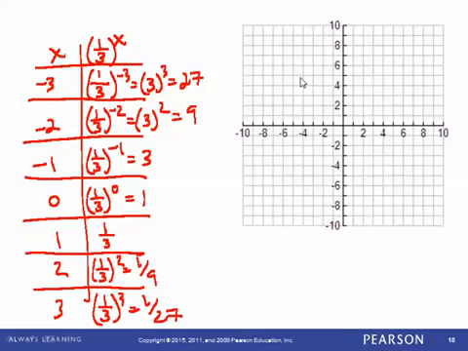Alright, and the graph should look like this here. Now notice we're going down this time. And so we have something that looks like this. And again, don't forget the horizontal asymptote as well.